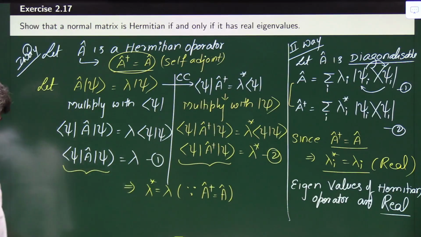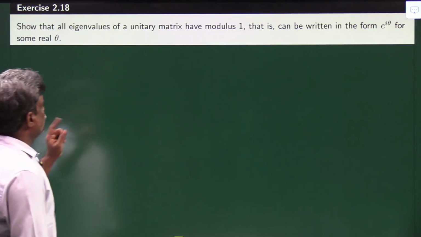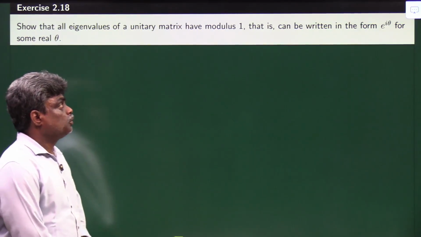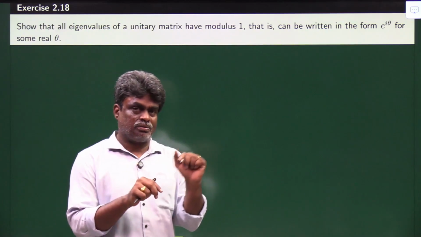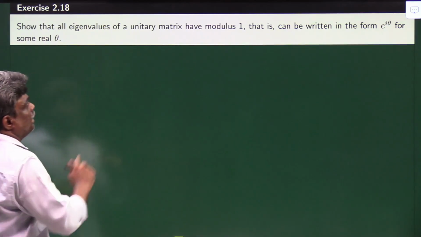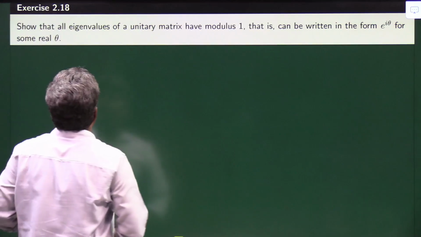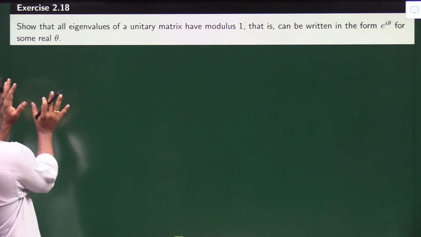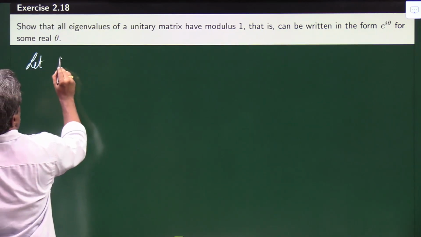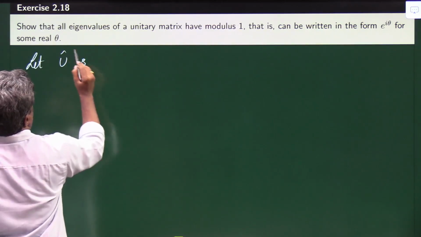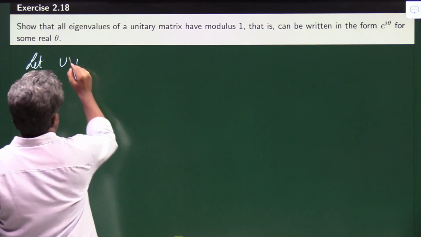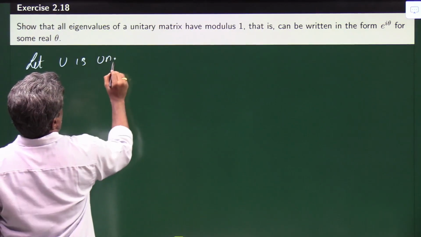Right. So let us go to the next question. Here they are asking, show that the eigenvalues of a unitary matrix have unit modulus. That means the modulus of the eigenvalue should be equal to 1, and it can be written in the form e raised to i theta. Okay, so let us do this easily, don't make it complicated. I'm assuming U is a unitary matrix.